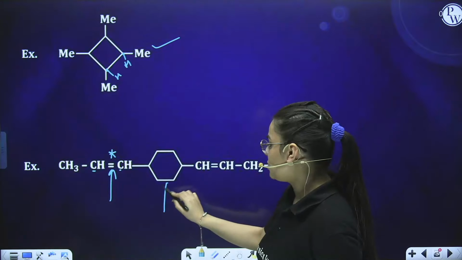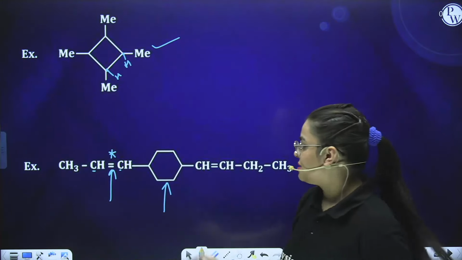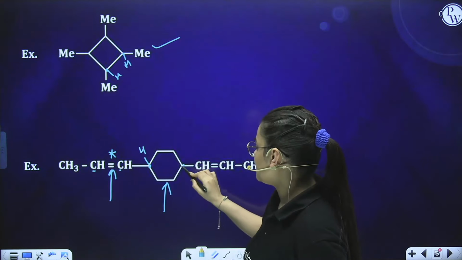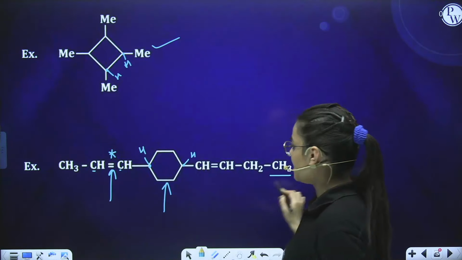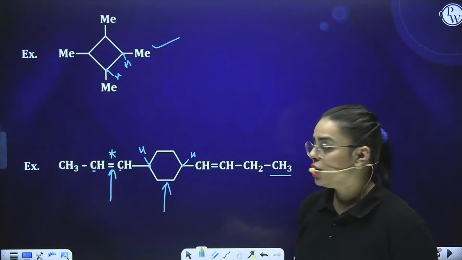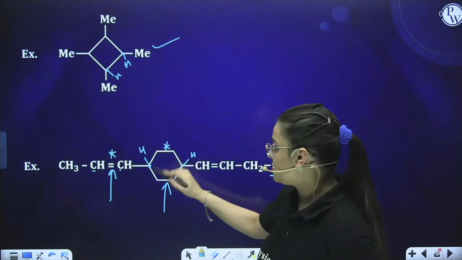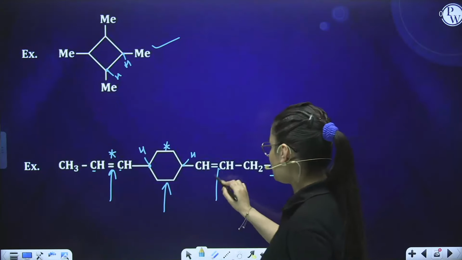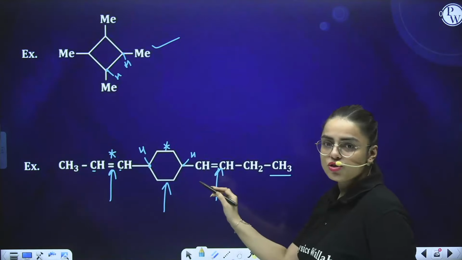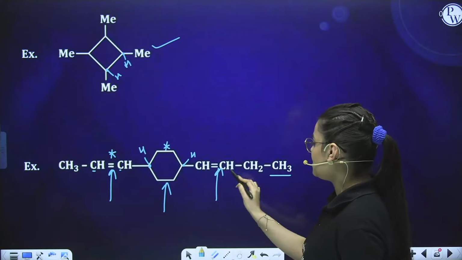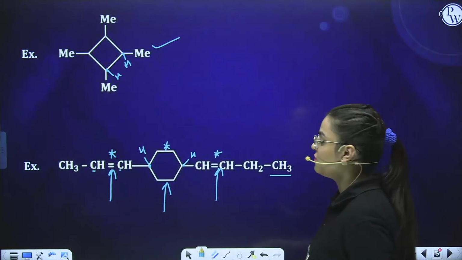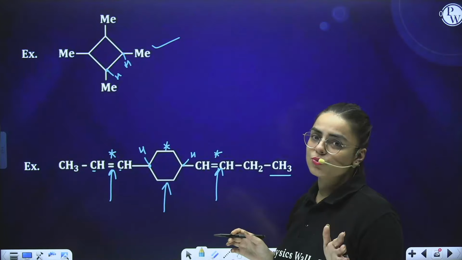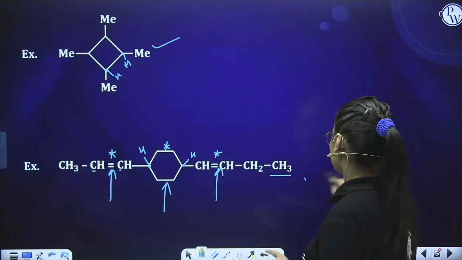If I talk about this ring-like structure, students, see, it is sp3 hybridized. It has this group, it has hydrogen. It has sp3, it has this group, and it has hydrogen, which are different. So yes, it is also a stereogenic center. This ring acts like a stereogenic center now here. Now if I talk about this double bond, it has hydrogen and this group like structure, which is different. If I talk about this, it has hydrogen and this group like structure, which is different. So it has basically three stereogenic centers over here, students. So it shows geometrical isomerism.